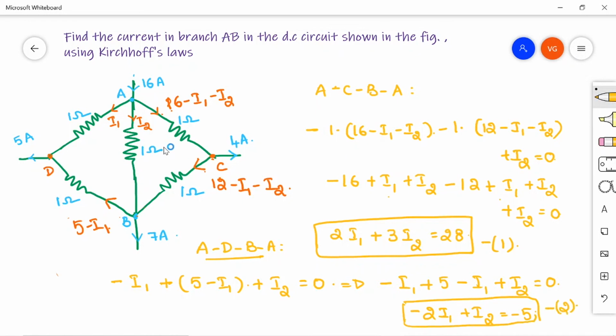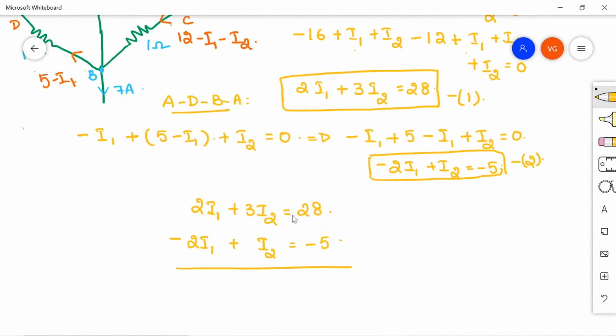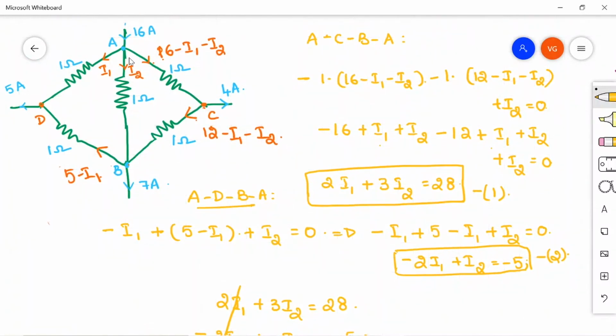Now we have to simplify these two equations to solve for the value of I2. Here I am writing down the equations one under the other. As these two equations are very simple, I am just adding them so that I can cancel I1. What I am getting is 4I2 is equal to 28 minus 5, that is 23. So I2 is equal to 23 by 4, which is nothing but 5.75 amperes. This is the current that is flowing through the branch AB. The current flowing through branch AB is nothing but I2, which is equal to 5.75 amperes.